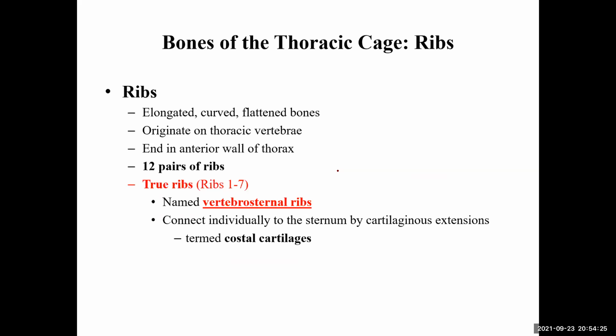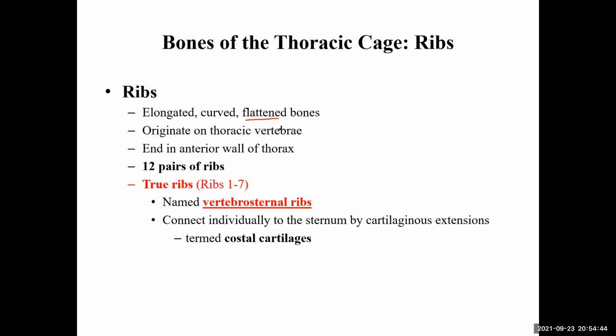Let's talk about ribs right now. Again, we talked about the ribs before. They're flat bones. Where do they start? At the thoracic vertebrae. Where do they end? At the costal cartilage there that's going to articulate with the sternum. So we have 12 pairs.